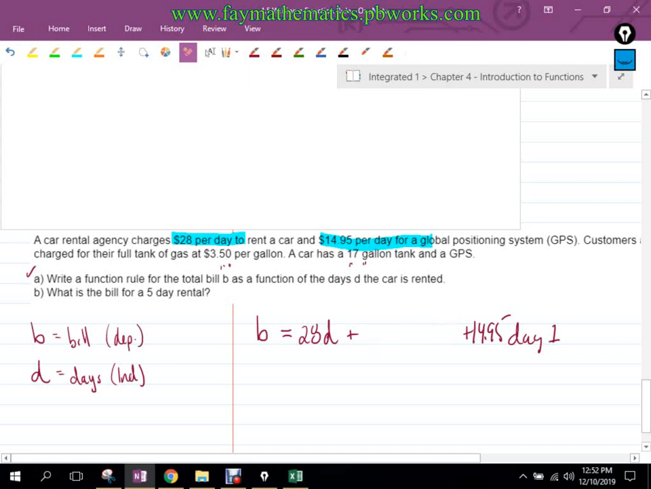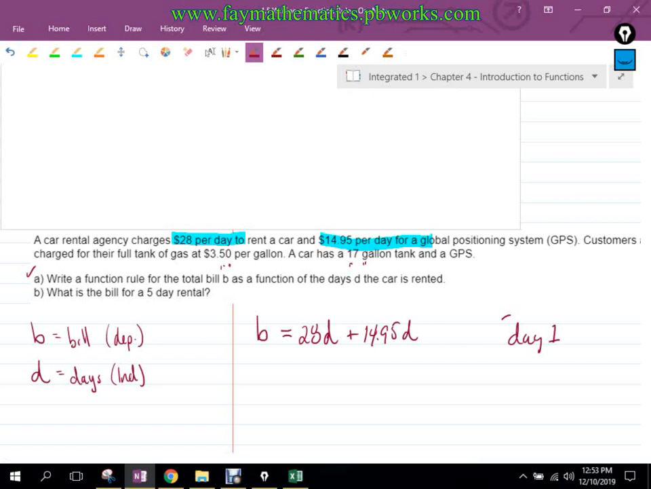So what we want to do is add all those together, but doesn't it make sense to rewrite that as 14.95 times D? Yep. So that first 28D is just the rental fee for the car. The 14.95D is the rental fee for the device.